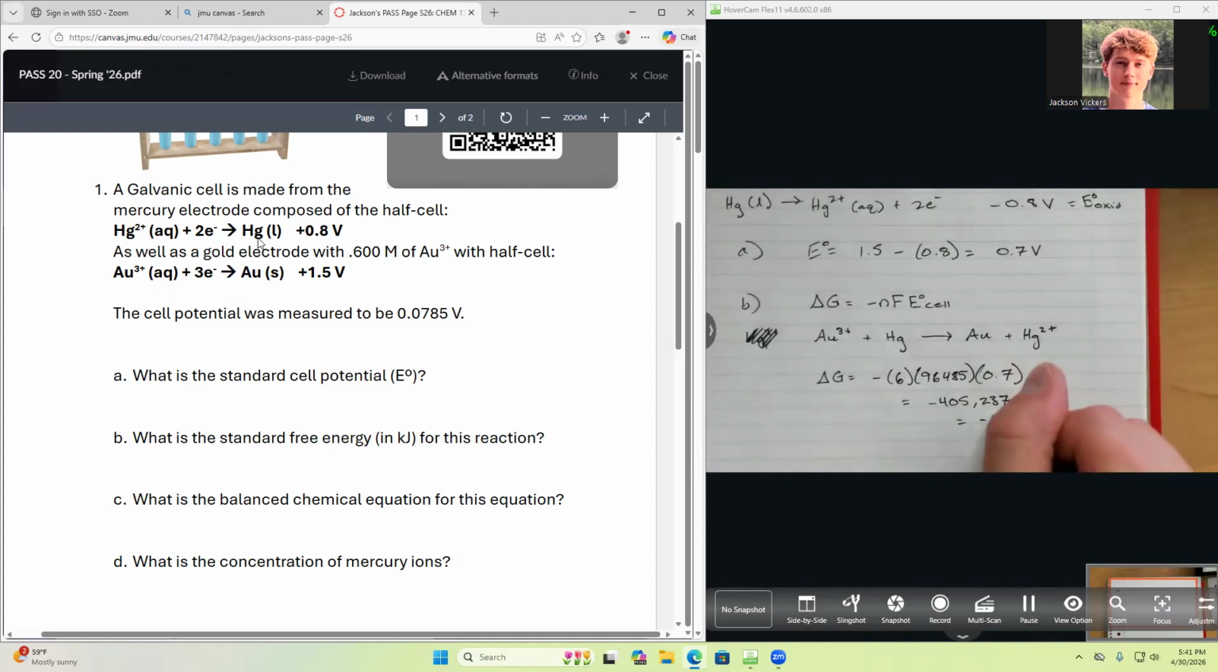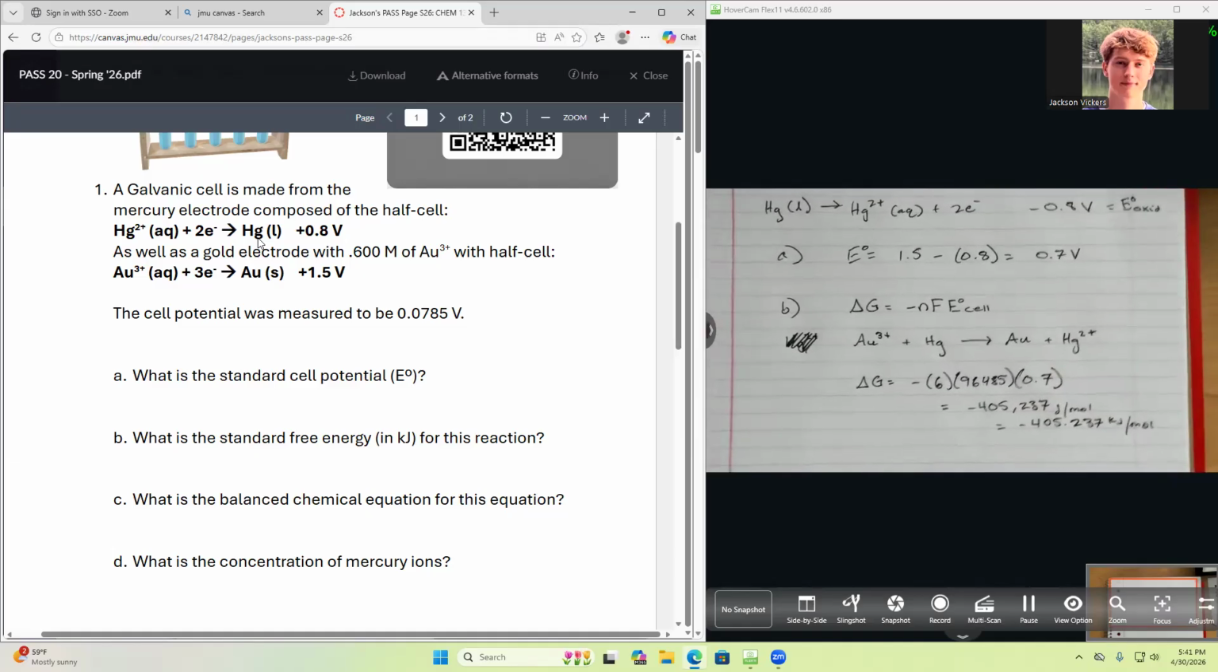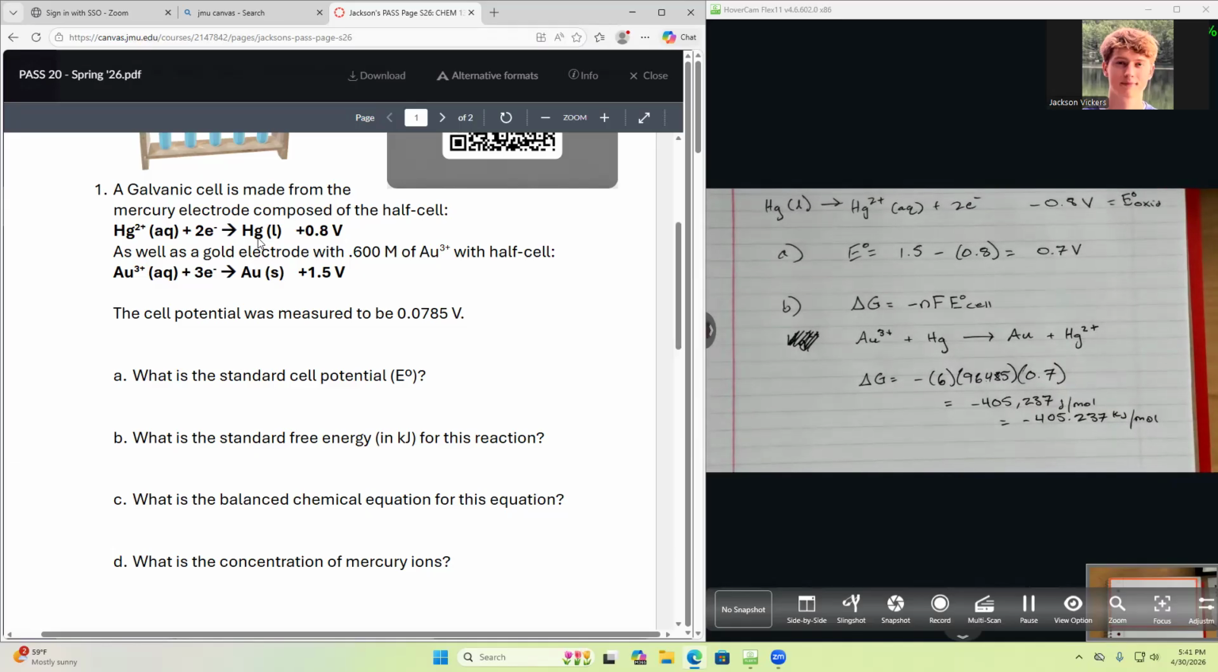If it wanted it in kilojoules, we can do that here. It's going to be negative 405.237. Should we feel good about when to use that formula, what it would be asking for? Cool.